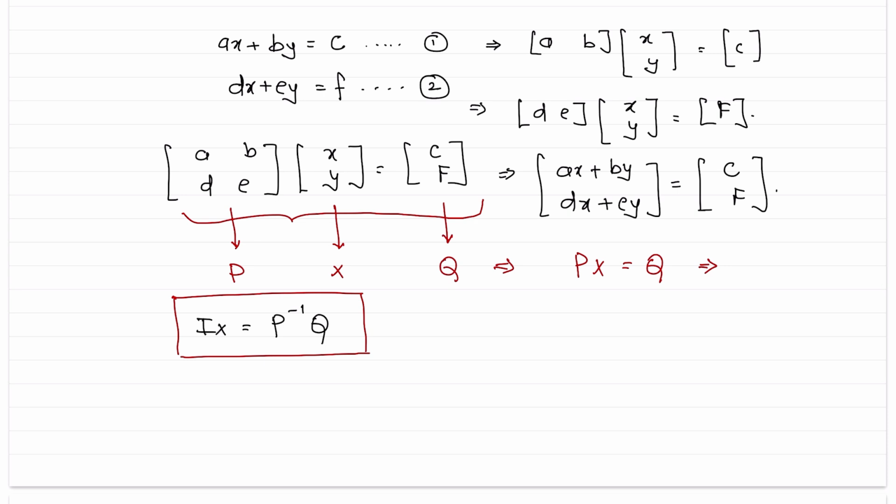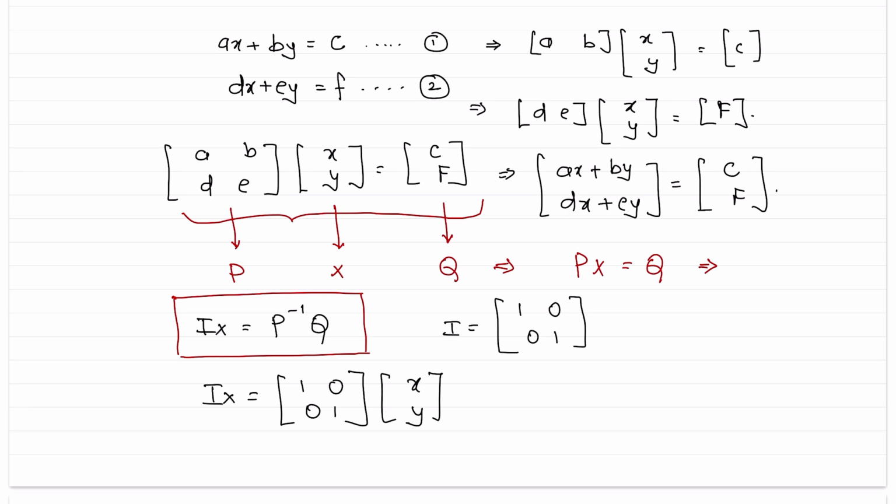Here I is nothing but the unit matrix, 1 0 0 1. IX is equal to the left hand side, 1 0 0 1 times xy, that is equal to xy. So XY is written in this form, IX is equal to P inverse Q.